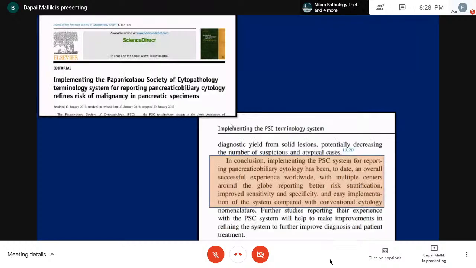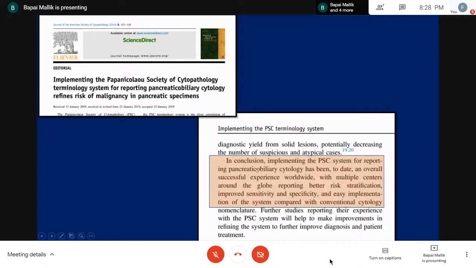So what has happened is that since 2014, a lot of laboratories around the world have been implementing the Papanicolaou Society of Cytopathology terminology system. And in 2019, there was an editorial which was published in the Journal of the American Society of Cytopathology, and I decided to just show you the conclusion.